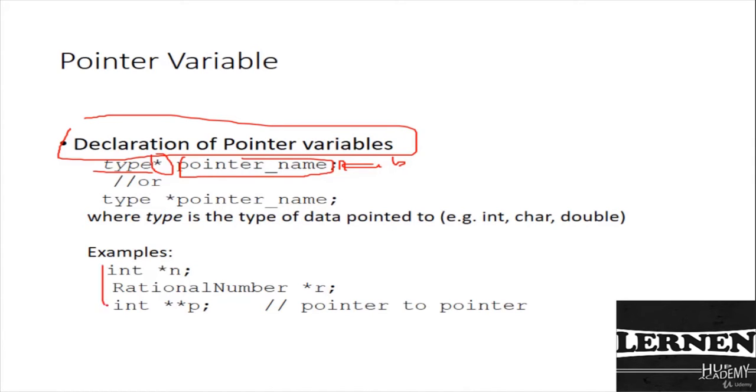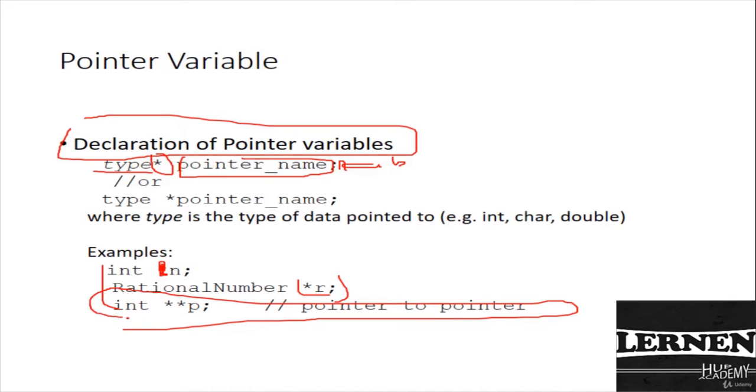For example, here you can see int star, this is the keyword star used to declare the pointer, and for relational number you see star and r, and then this is pointer to pointer, which means double star.